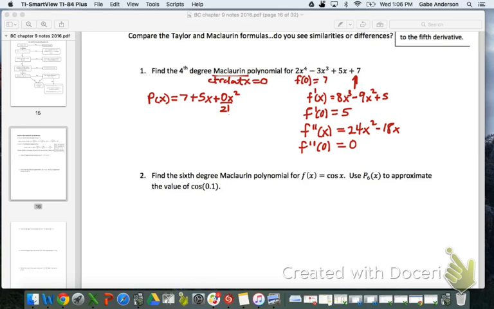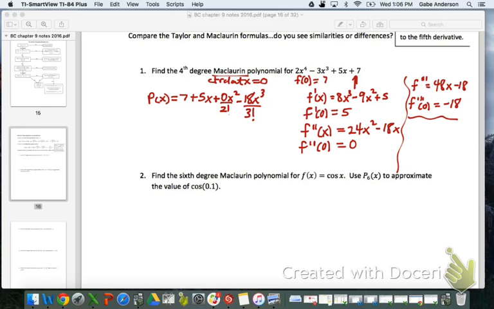Our third derivative is going to be f triple prime equals 48x minus 18. And f triple prime of 0 is equal to negative 18. And you might think, haha, this is finally where it didn't work out. But it actually does. We're going to write minus 18x cubed over 3 factorial. It's actually going to work out pretty good.